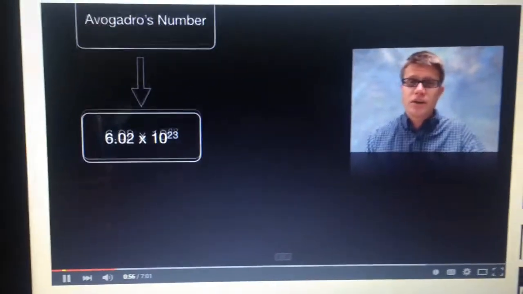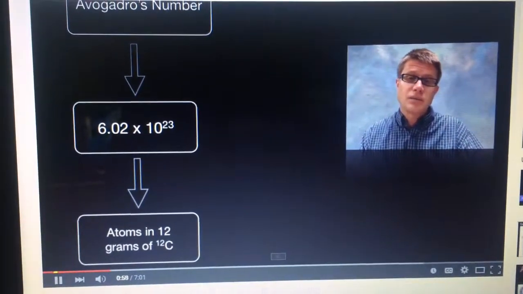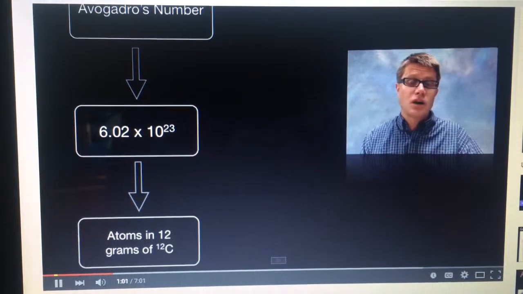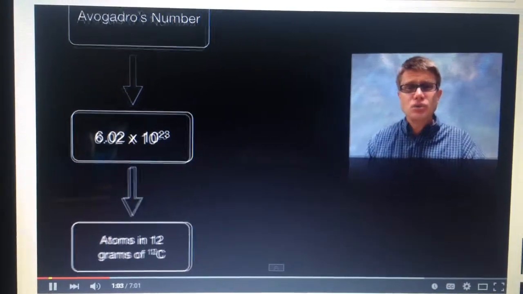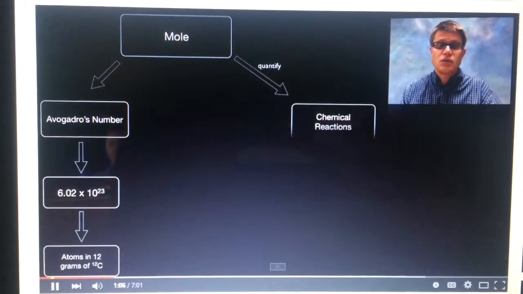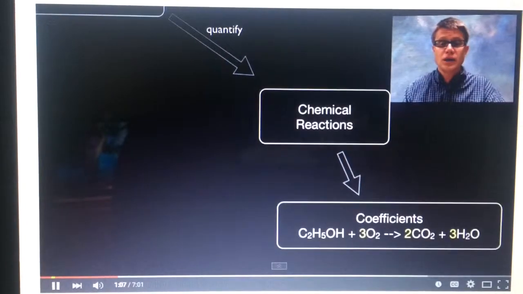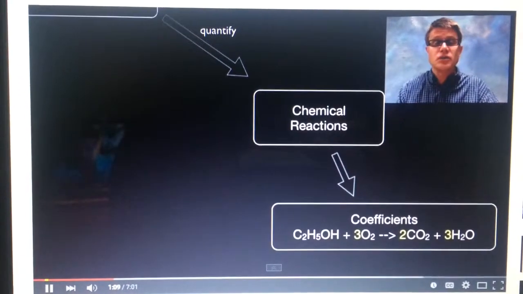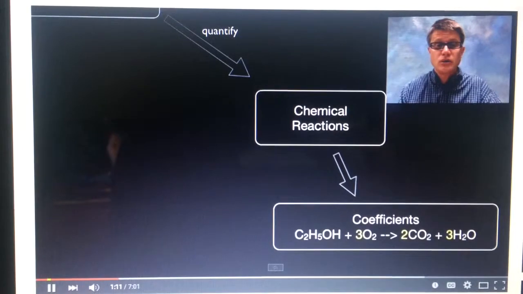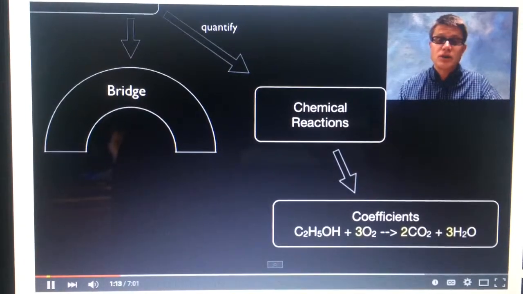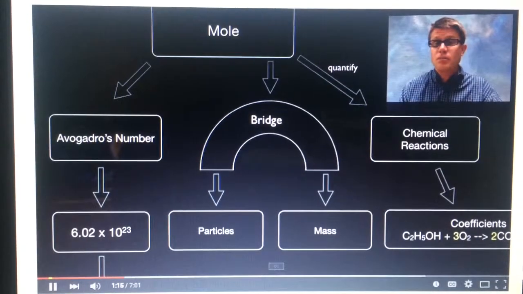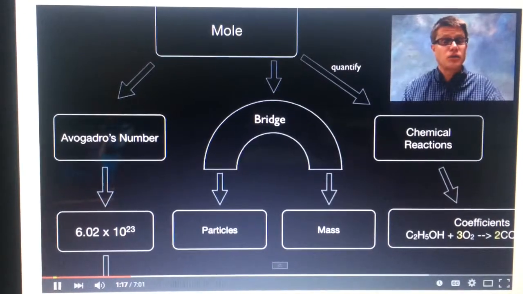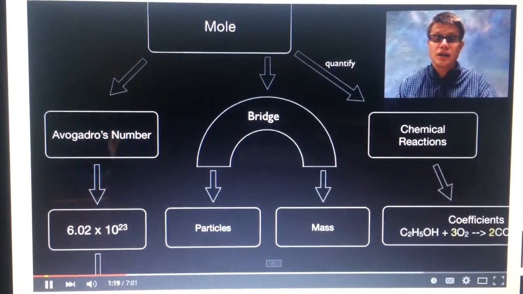Where does that number come from? It's derived from the number of atoms in 12 grams of carbon-12, but it just gives us a usable amount of material that we can work with in the lab. If we're ever looking at a reaction like this, the coefficients, remember, represent the moles. But it also serves as a bridge, most importantly, between the mass of an object and the number of particles found within that object.